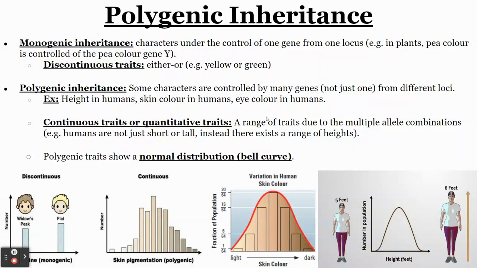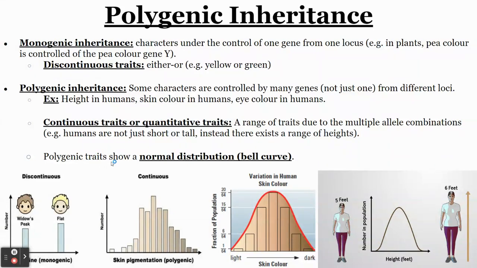And the reason it happens is because in reality, many characteristics are not controlled by one gene, monogenic, but actually by several genes. It's called polygenic inheritance. So characteristics that are controlled by several genes, not just one, so genes from different loci, those are called polygenic inheritance. So height in humans is an example, skin color. So you're not just black or white. There's ranges of skin color, eye color in humans as well. And this is a reality of many characteristics that exist. So it's not just simple monogenic inheritance.